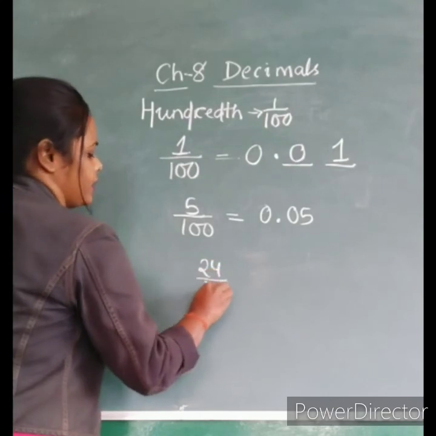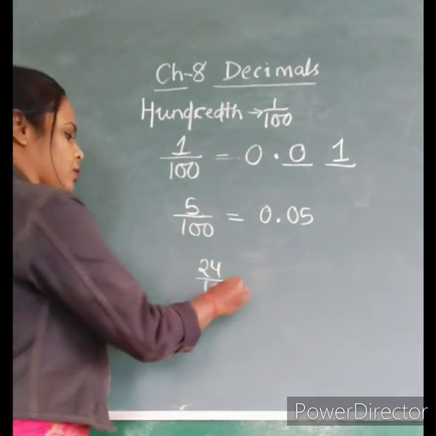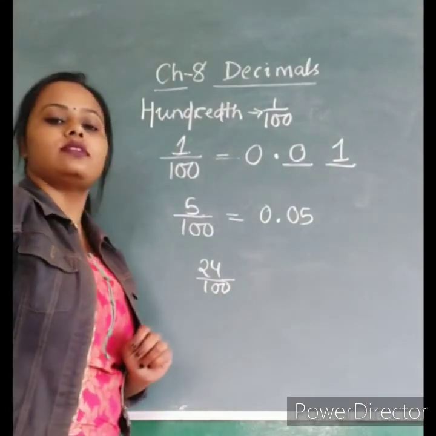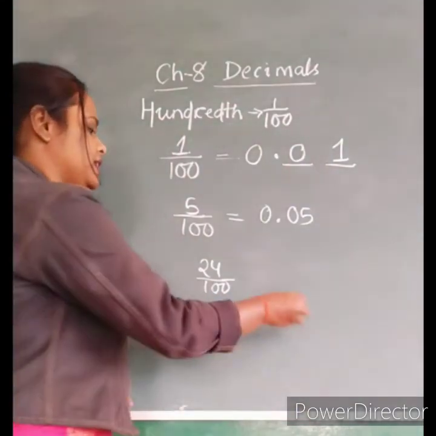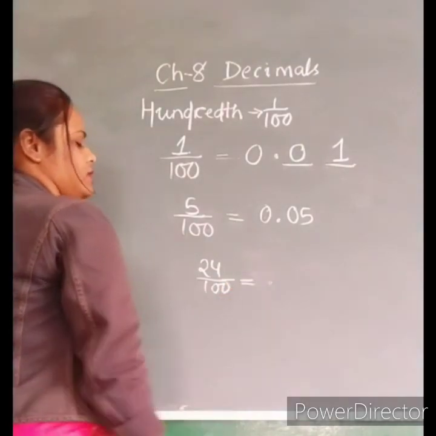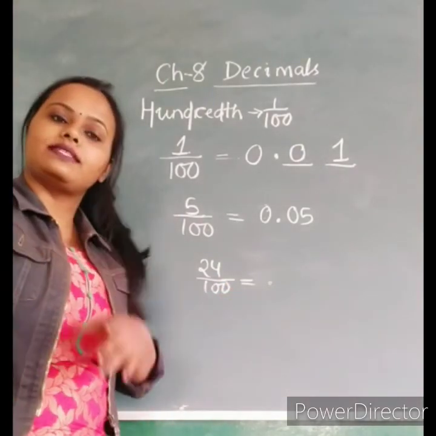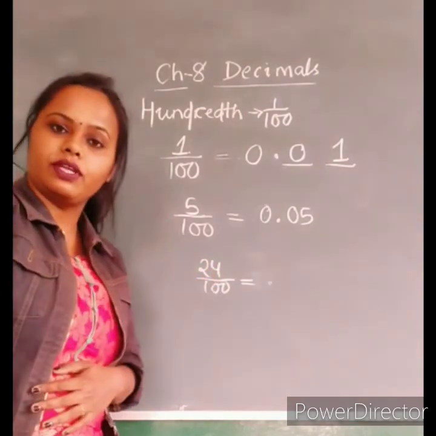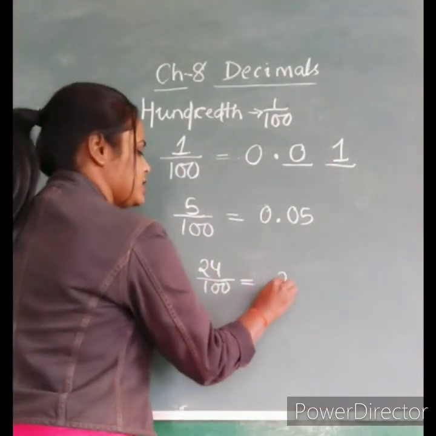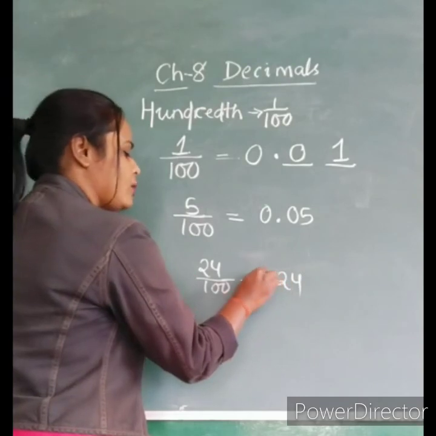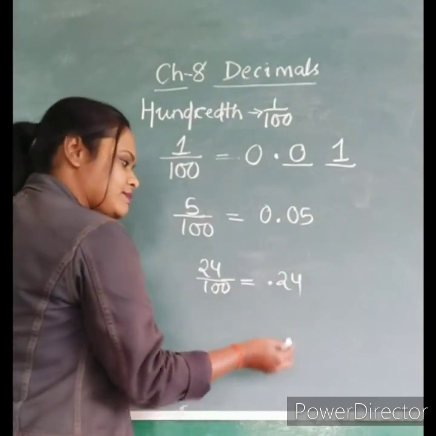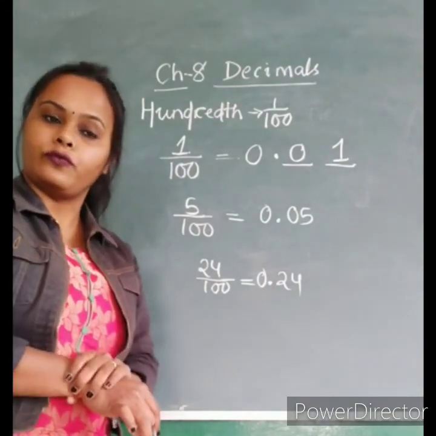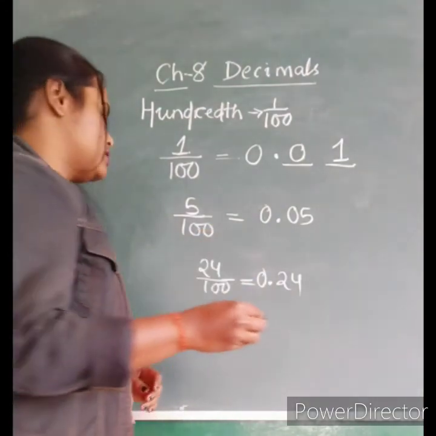24 by 100. As there are 2 zeros in the denominator, it means after the point there will be 2 digits. And you can see that we are already having 2 digits in the numerator. So we will write 0.24. And before the point we can't leave the space blank, so we will write 0.24.